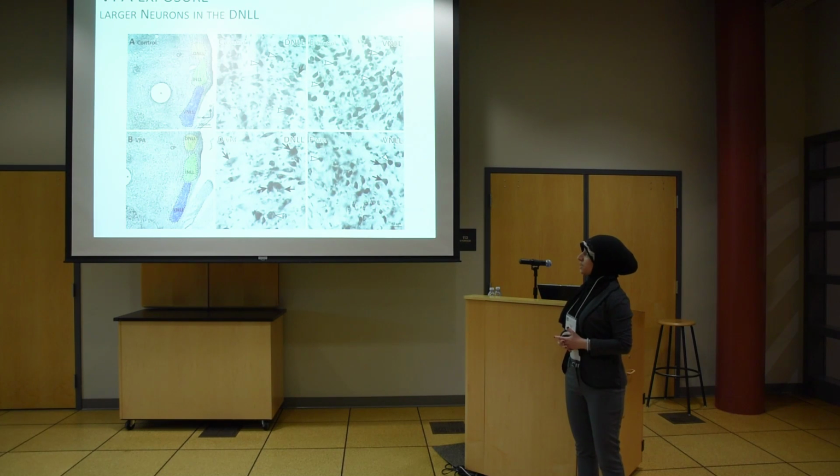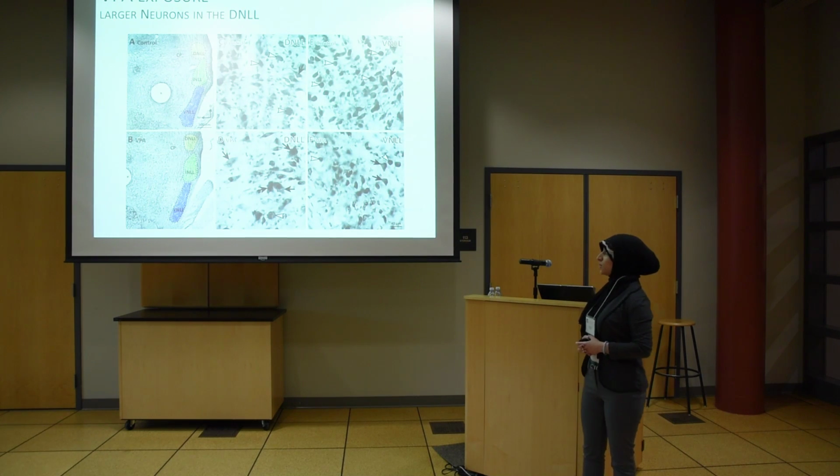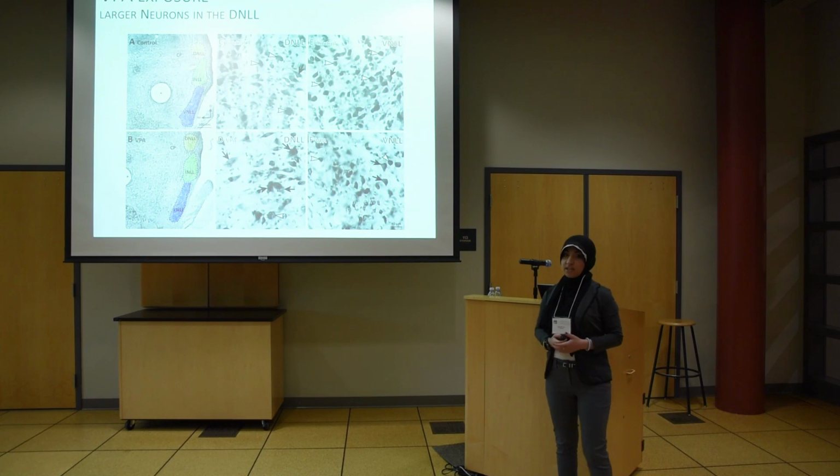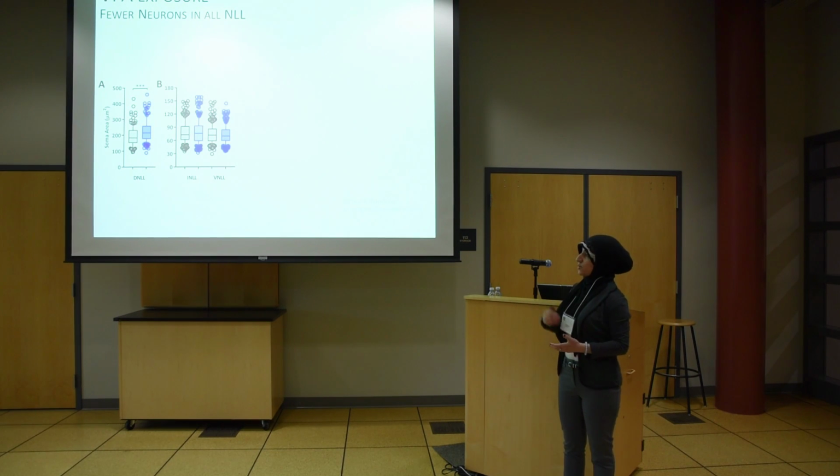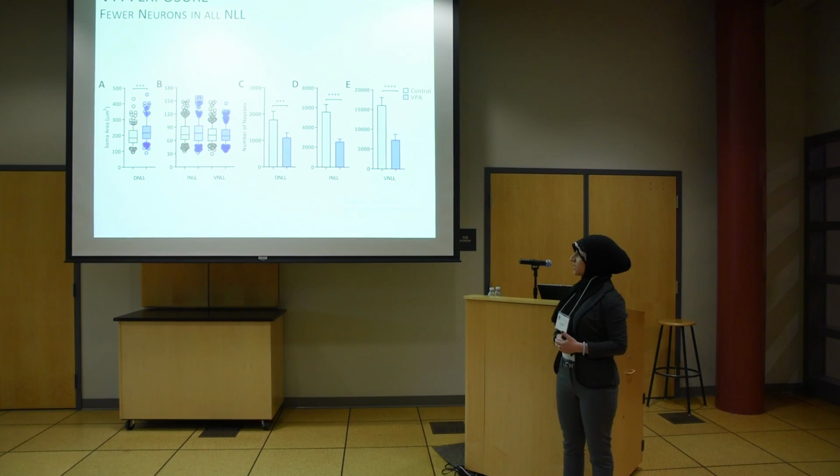Now the dorsal nucleus of the lateral lemniscus, or the DNLL, is the only nucleus where we found an increase in the size of the neurons, because we found no significant change in the INLL or the VNLL. If you look at these neurons here, you could tell that they're larger than the neurons in the control. So again, A is showing us that significant increase in the size of the individual neurons in the DNLL. And C, D, and E show us that just like in the central nucleus of the inferior colliculus, there was a significant decrease in the number of neurons following VPA exposure.